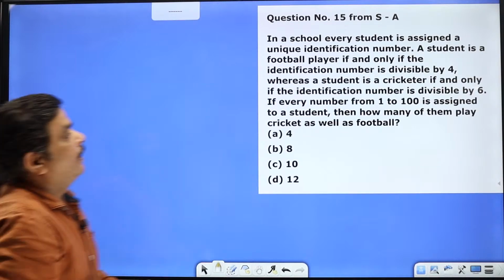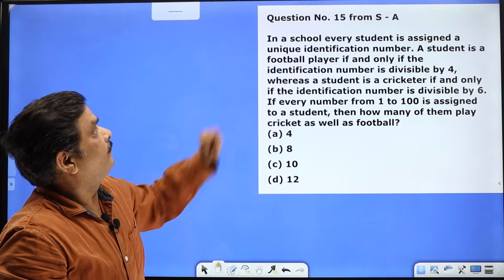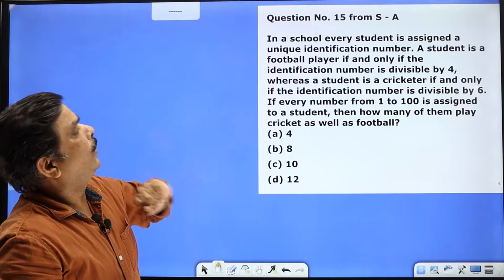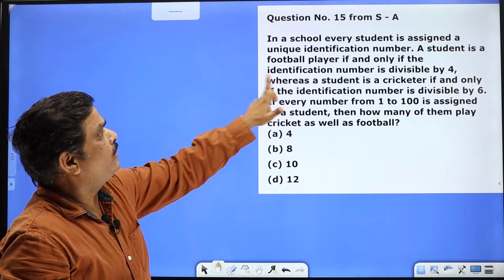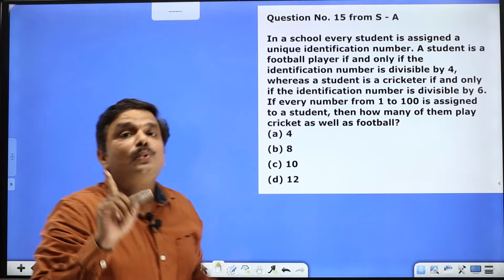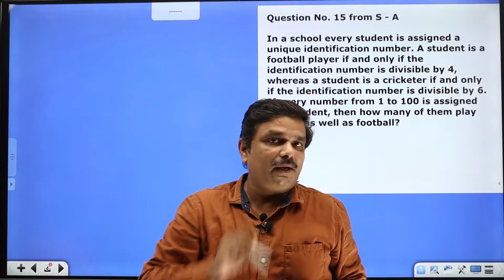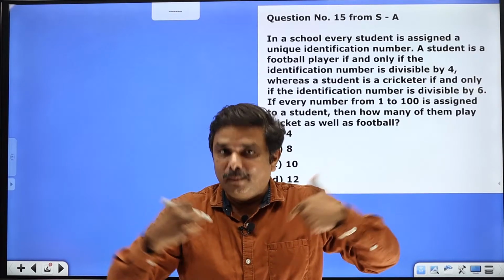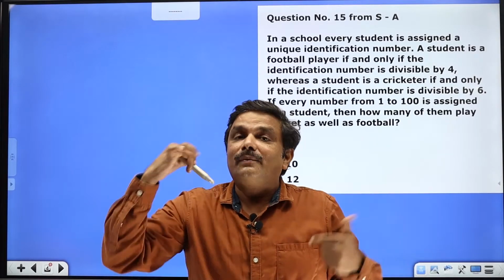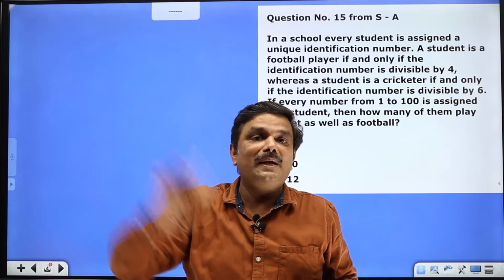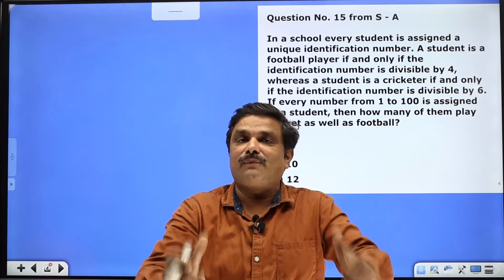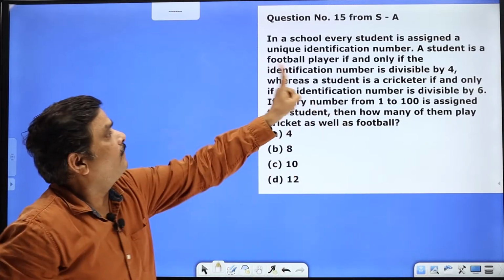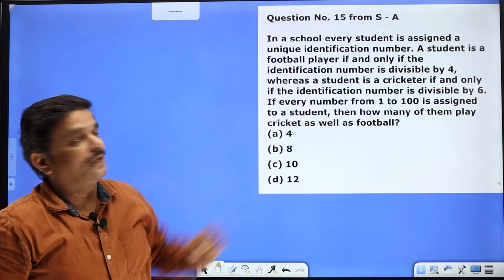Now you see, it's a good question actually. How they have given: in a school, every student is assigned a unique identification number. What do you mean by unique identification? You must be knowing this one. If that identification number is given to me, in the class or in the school, the same number will not be given to anybody else. That is unique. That is for me only. Then every student has a unique identification number.